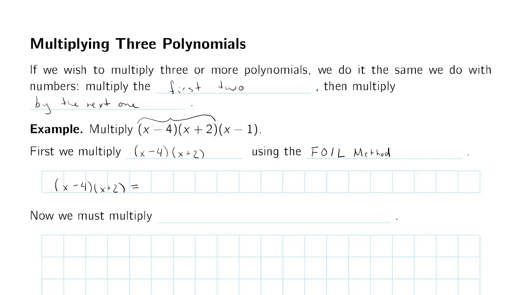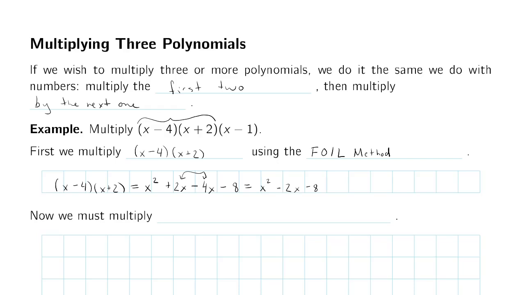First terms, x times x is x squared. Outer terms, x times 2 is 2x. Inner terms, negative 4 times x is minus 4x. Last terms, negative 4 times 2 is negative 8. And then I'll combine these two middle terms, x squared minus 2x minus 8.